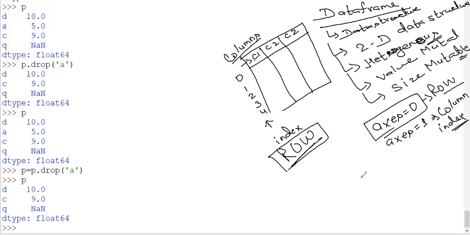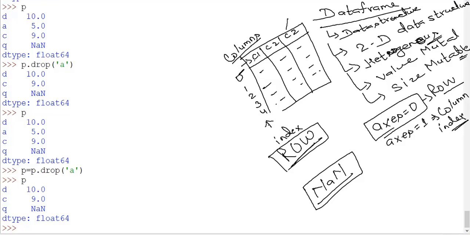Okay, and a missing value in pandas is referred to by NaN. NaN is used to represent the missing value. All other values, whatever you have written here, are known as the data values. This is your column index, this is your row index, this is the data value. Maybe you will get the NaN value here. Row is axis 0, column is axis 1.